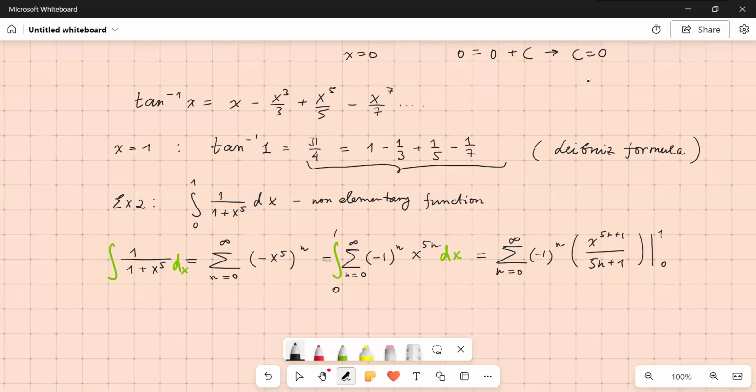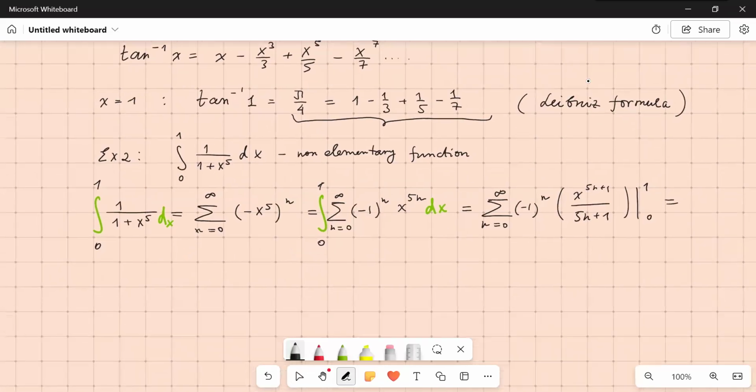Why? Because the integral we tried to calculate was a definite integral. We needed to find the area under the curve. It's not very difficult to plug in 1 and 0. So I'm going to keep sigma, keep minus 1, and plug in 1, which gives 1 over 5n plus 1. If I plug in 0, I'm just subtracting 0. And that's it. So I got a very nice series, minus 1 to the power of n divided by 5n plus 1, n goes from 0 to infinity.